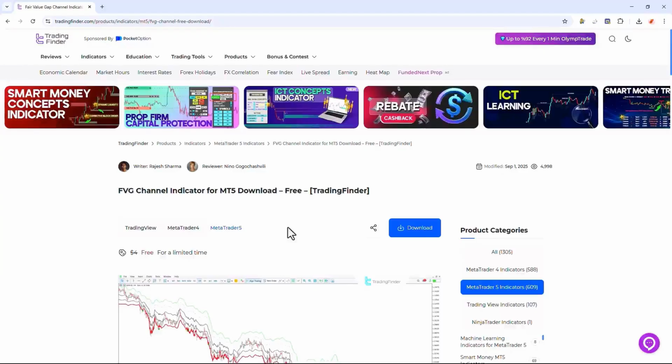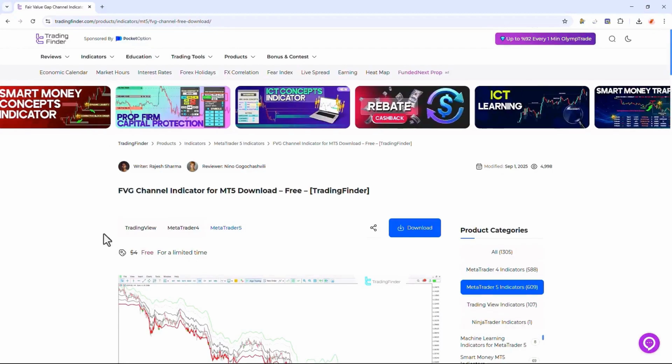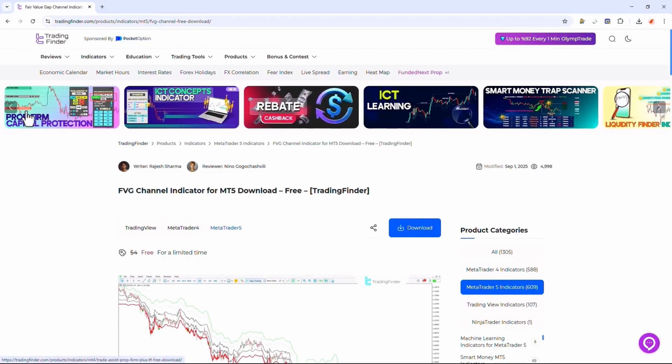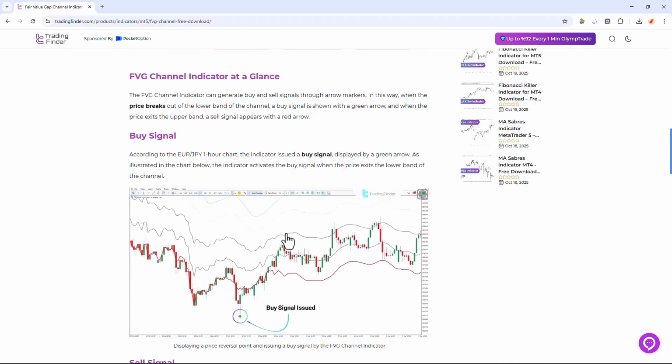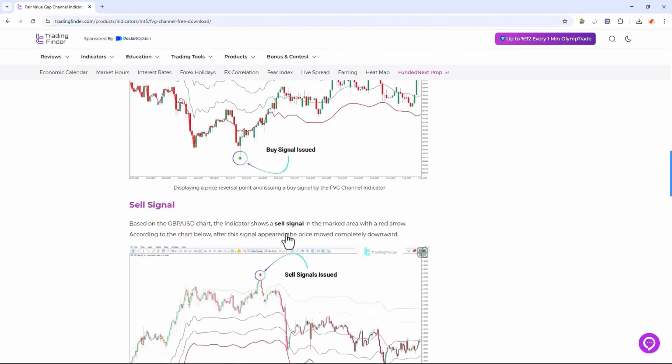The FVG channel indicator is offered for various platforms on the TradingFinder website. Traders can download the indicator file for MetaTrader 4 and MetaTrader 5 platforms from this section, and to learn about how it works and operates, they can refer to this page for information about the indicator.